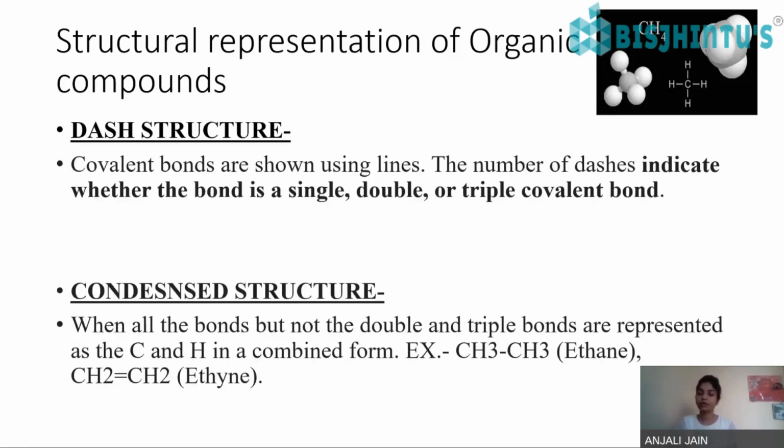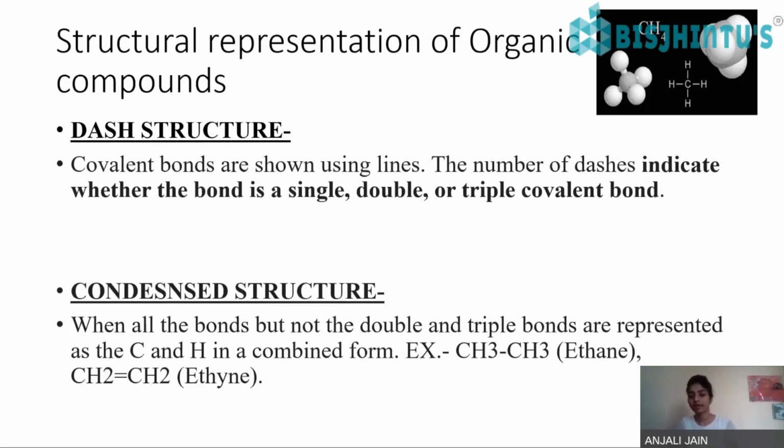Hydrogen is sharing its 1 electron with the 4 electrons of the carbon. So the number of dashes indicates whether the bond is single, double, or triple. If there is a single bond, a single dash will be there. Consecutively, if there is a triple covalent bond, then 3 dashes will be there.